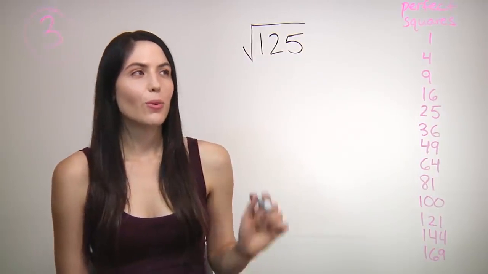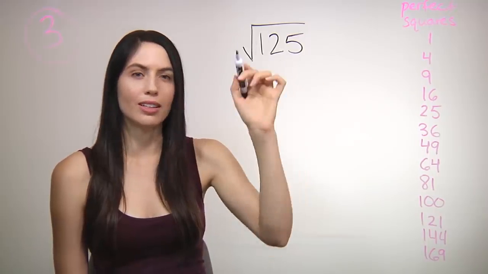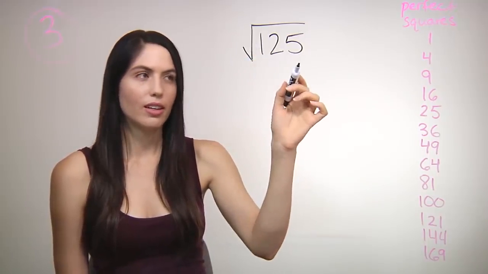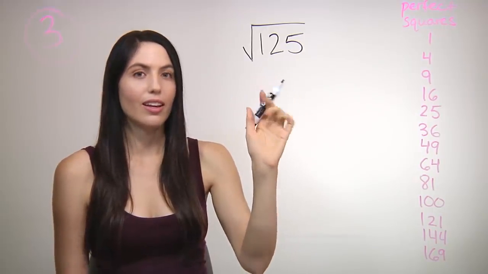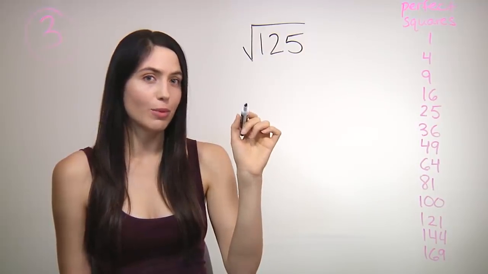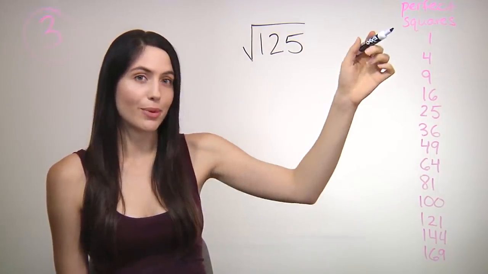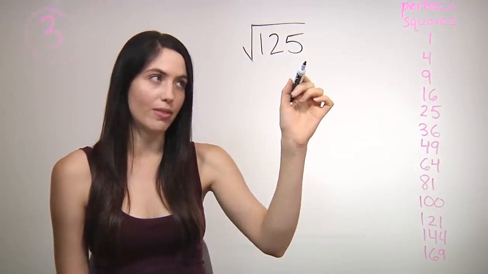All right, what if you have an even larger number under the square root, a big ugly number like 125? You might be thinking, whoa, I don't know how to solve that. Actually, you do. It's the same idea as before. You want to find a perfect square number that will go in evenly into 125.